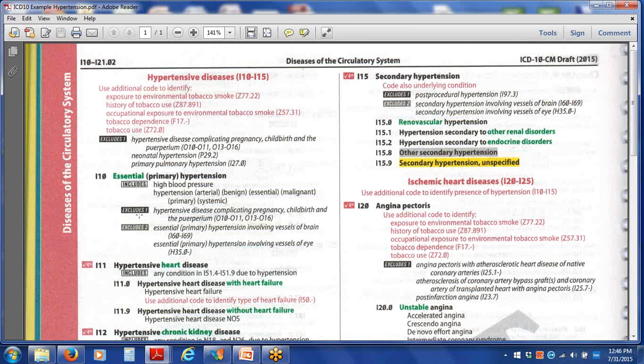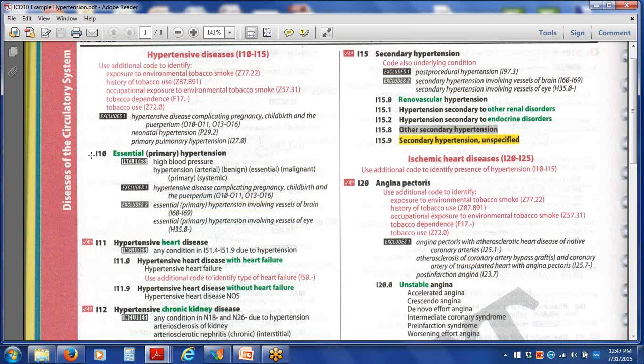However, there are excludes 1 notes. So there is an exclusion for hypertensive disease complicating pregnancy, childbirth, and the puerperium. So if you're coding hypertension on a pregnant woman, then you have to go to the O codes, the OB codes, for that. Okay? And there is an excludes 2 that essential primary hypertension involving vessels of the brain can be coded along with essential primary hypertension.